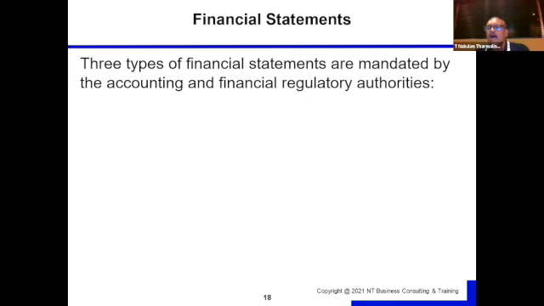So there are three types of financial statements which are mandated by accounting and financial regulatory authorities, or even government authorities or whatever.